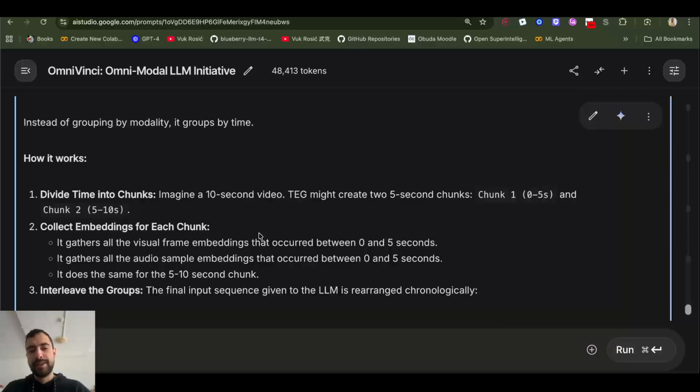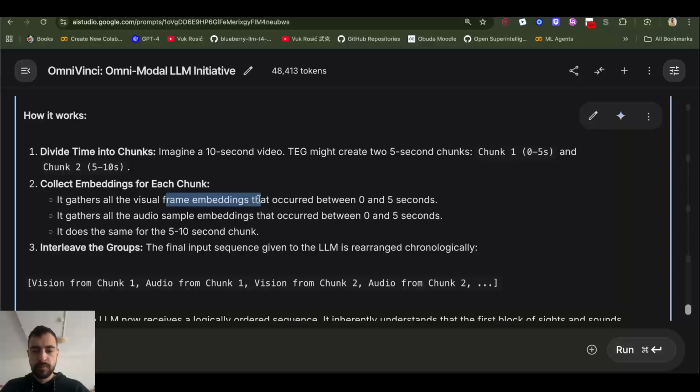time. So let's say we have a 10-second video clip. TEG will divide it into two parts, 5 seconds each. So from 0 to 5 and from 5 to 10, whatever you want to say. And it will simply group all of the vision frames or video frames that happen between 0 and 5 seconds and audio frames that happen between 0 and 5 seconds, and then it will interleave them.